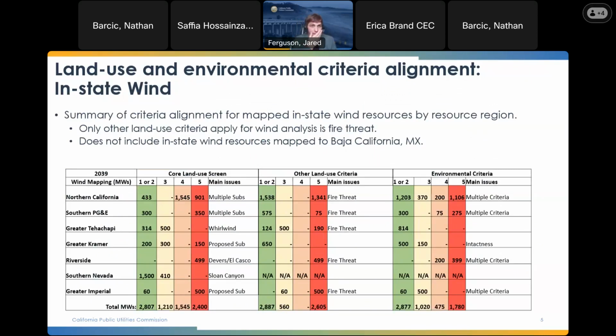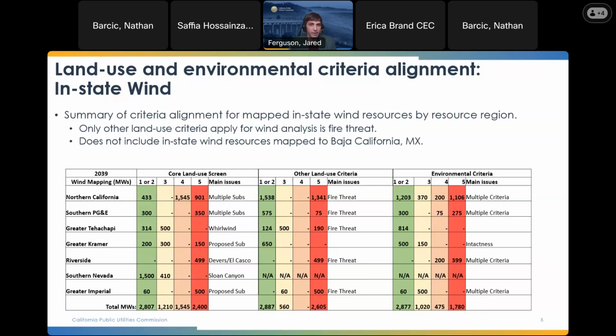So here is a similar chart for the in-state wind resources. Note that we don't have these data sets available for the Baja California wind in Mexico, so that wind does not have this analysis.